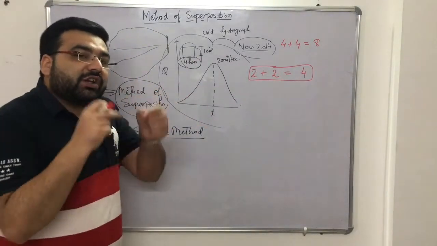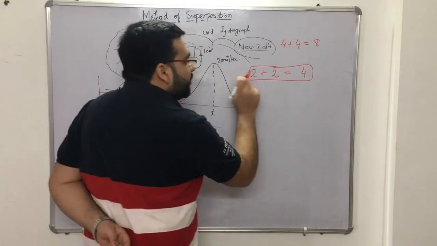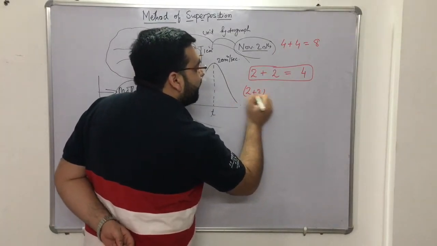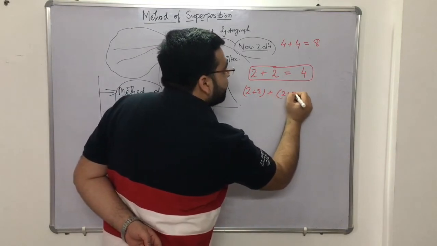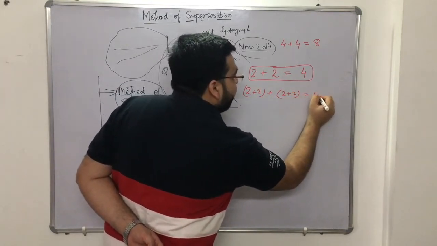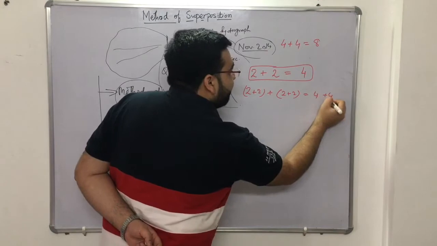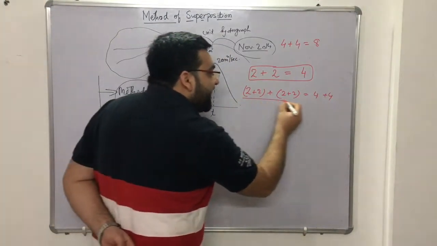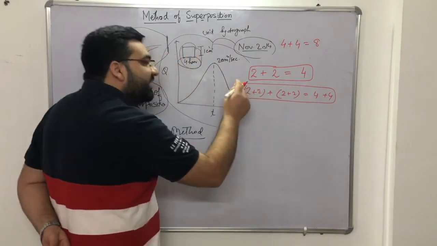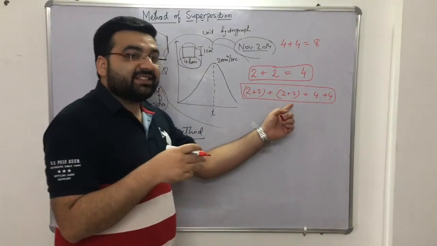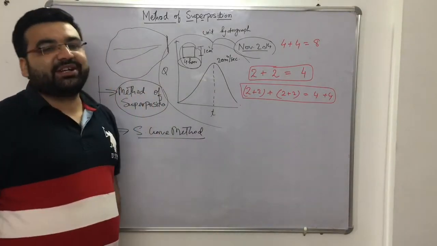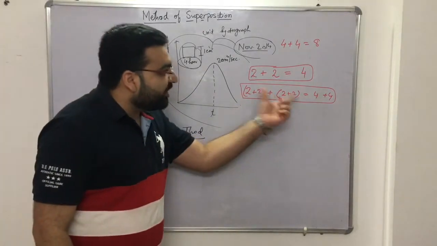So what will you do, if you are a little bit intelligent? Okay, so this is 2, so I can write 2 plus 2. This is 4, that is 2 plus 2. Now 2 plus 2 is 4 and 2 plus 2 is 4. Clear? So this is the method of superposition. Now what we are doing is using the fourth assumption, that is a linear response. So this is the method of superposition, in the most layman terms I can say, right?